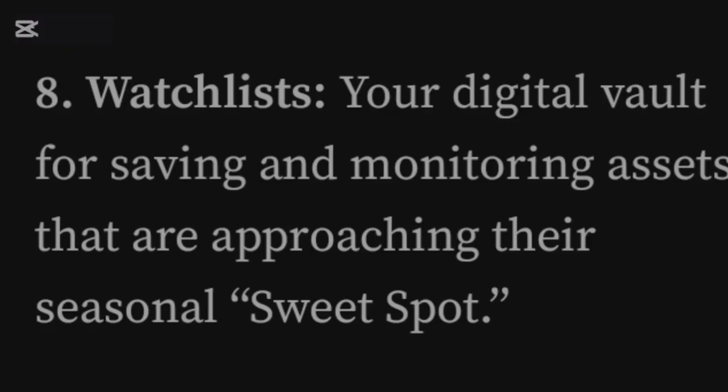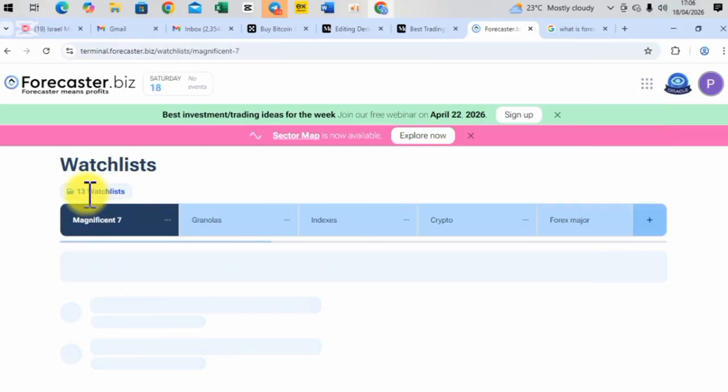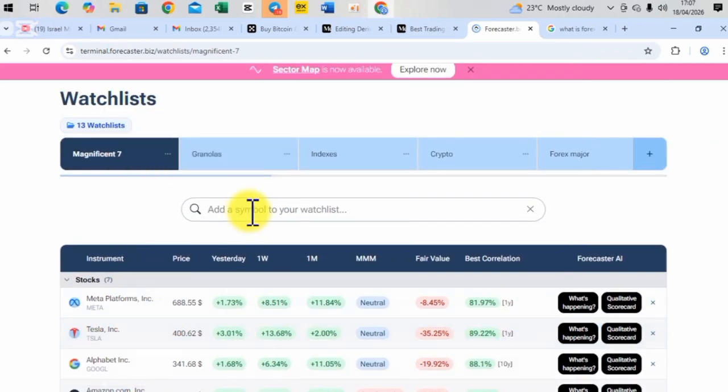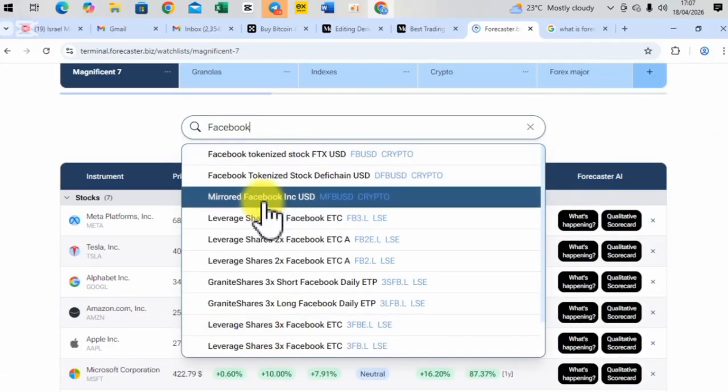Then we have the watchlist. This is your digital vault for saving and monitoring assets that are approaching their seasonal sweet spot, so that when you come back, you know what you are monitoring. For example, there are 13 assets on the watchlist, and if I scroll down below, you can see them. However, you can continue adding an asset of your choice that you want to monitor here, right?